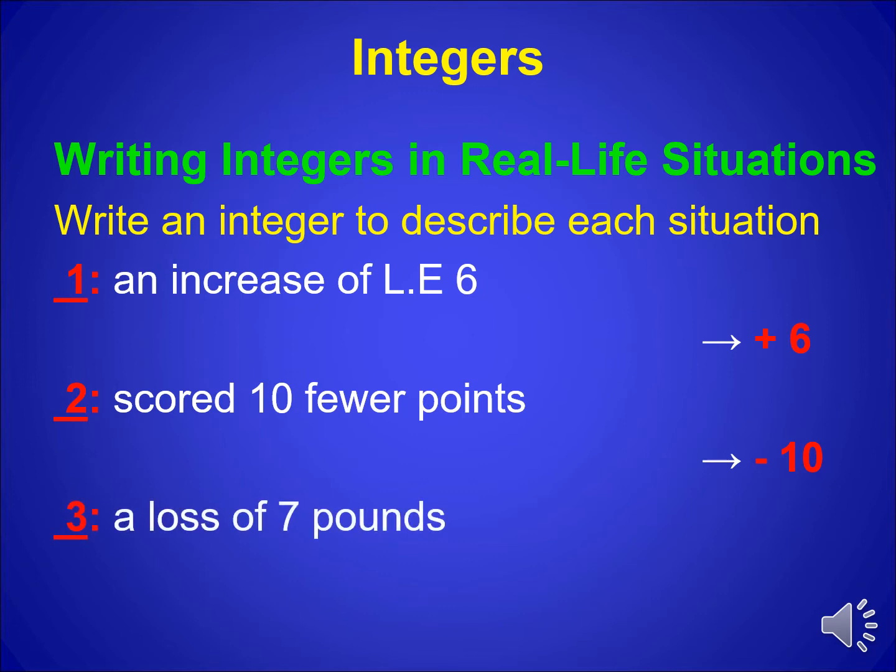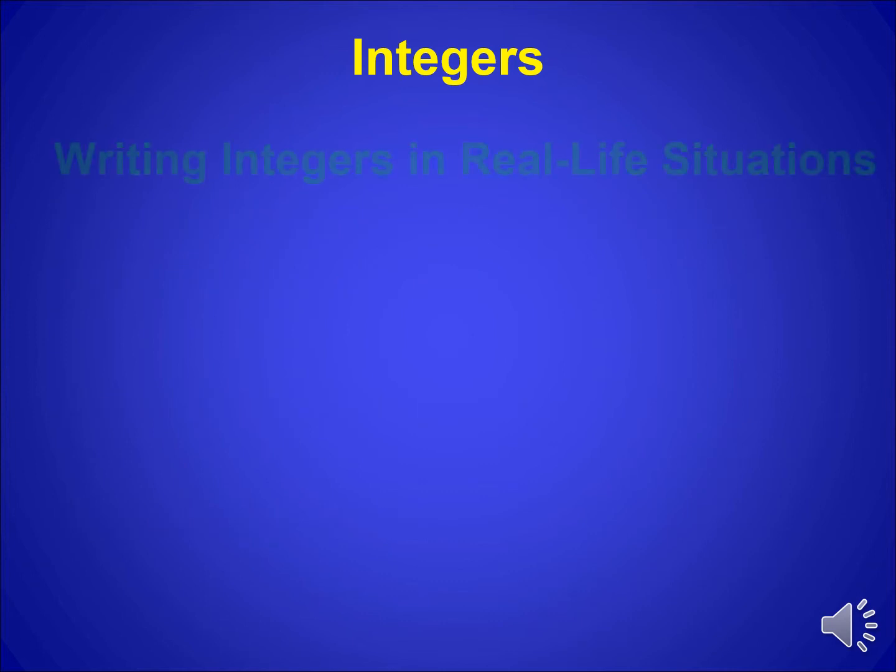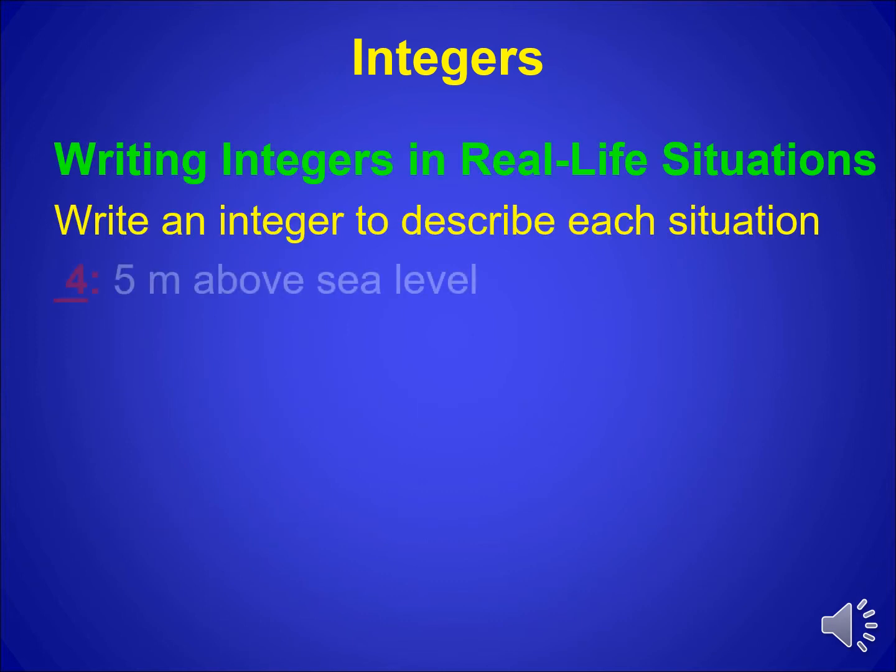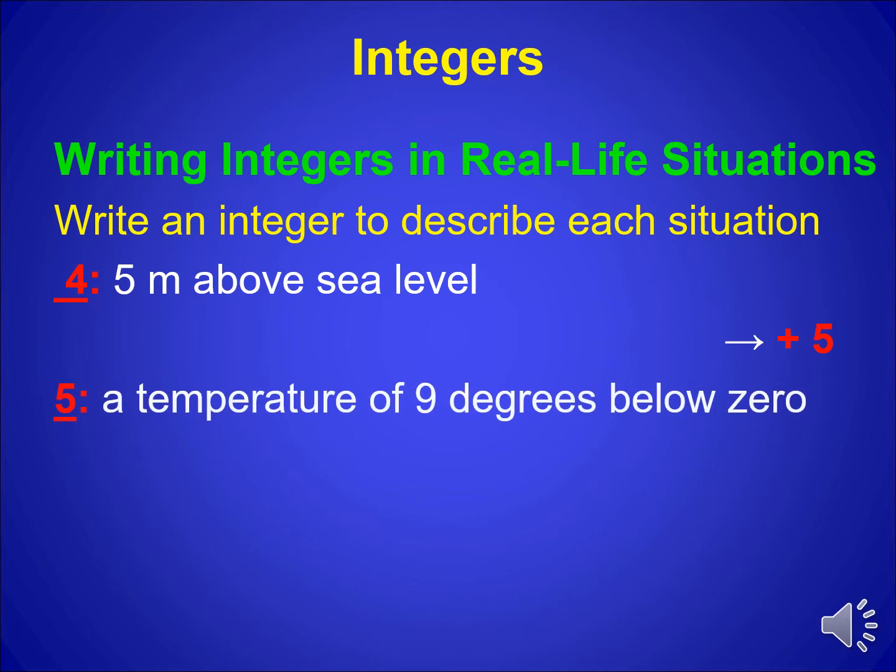Number 3, a loss of 7 pounds. Loss means negative 7. Another example. Number 4, 5 meters above sea level. Above sea level means positive 5. Number 5, a temperature of 9 degrees below 0. 9 degrees below 0 means I have negative 9.